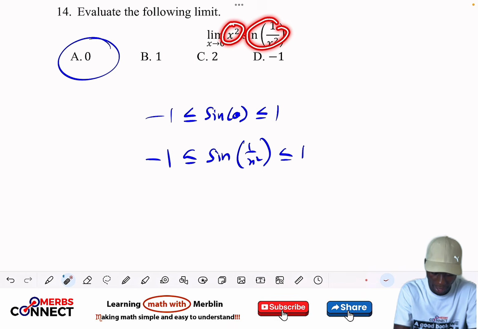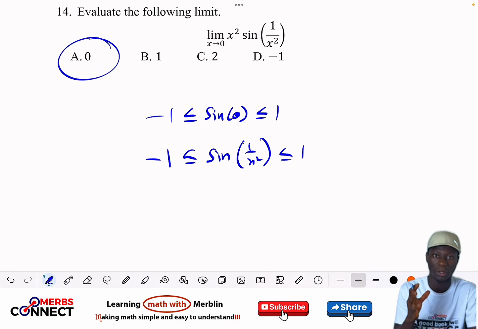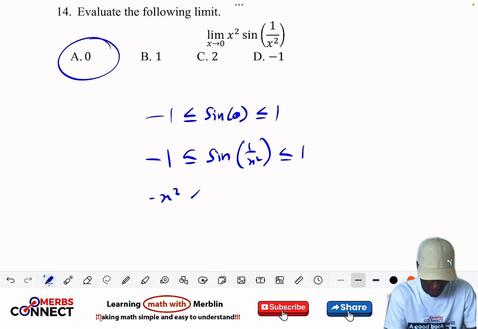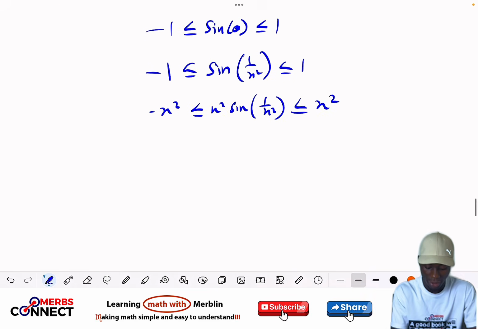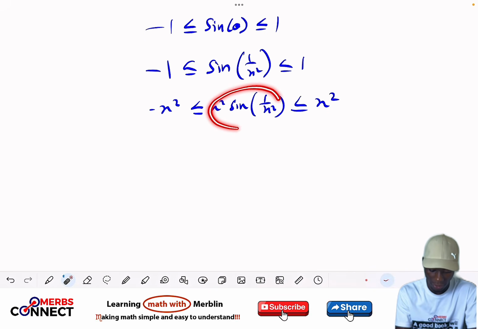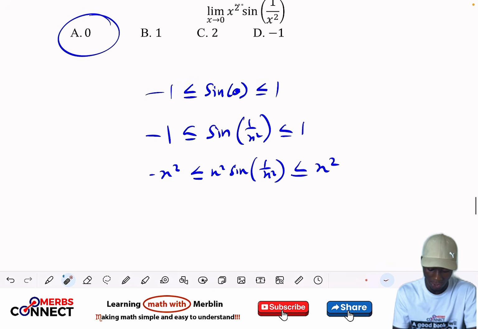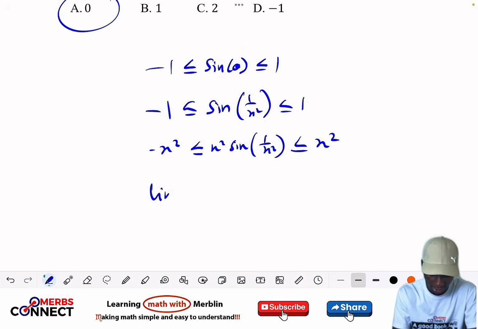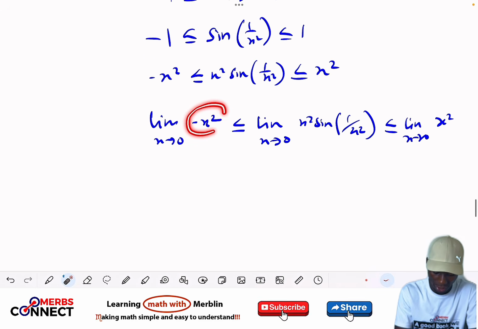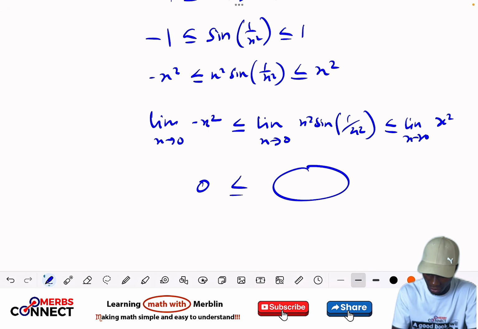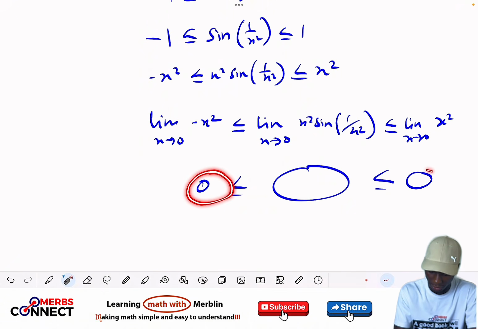Now what is here is multiplied by x squared, so I'll multiply through by x squared. And I'm going to have minus x squared less than or equal to x squared sine of 1 over x squared, less than or equal to x squared. Now I need to take the limit as x approaches 0 on each side. So the limit of minus x squared, the limit of x squared sine of 1 over x squared, less than or equal to the limit of x squared. Plug in 0, and this is 0, this is 0.